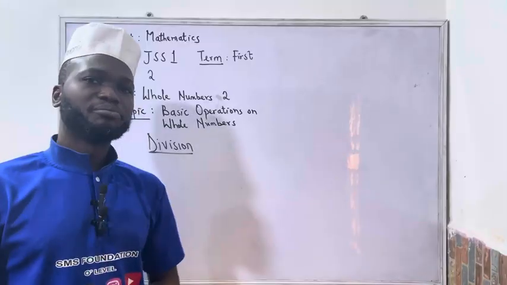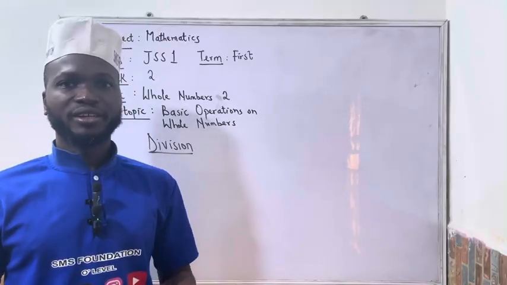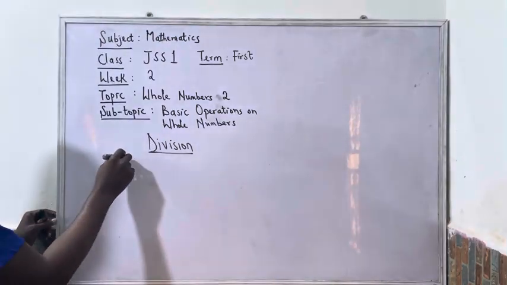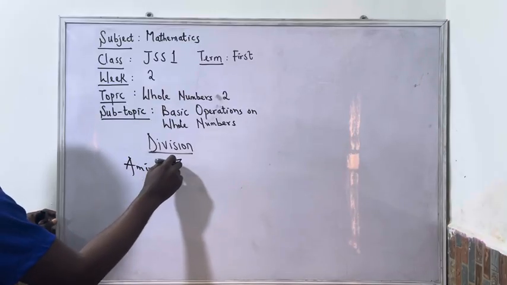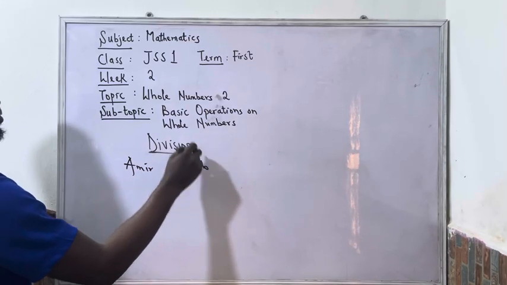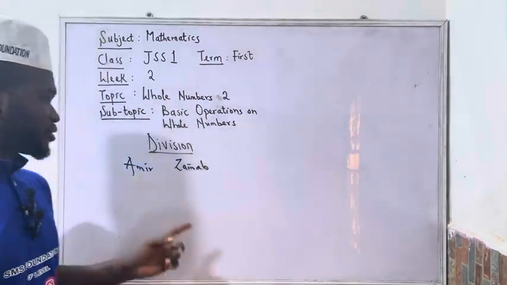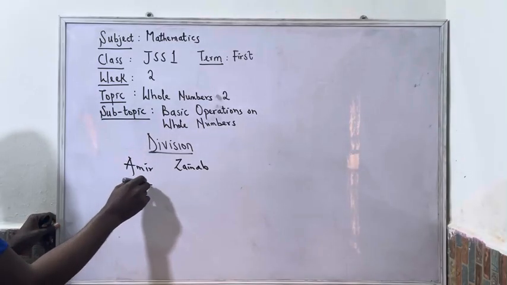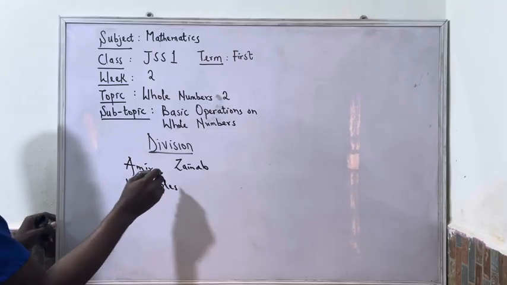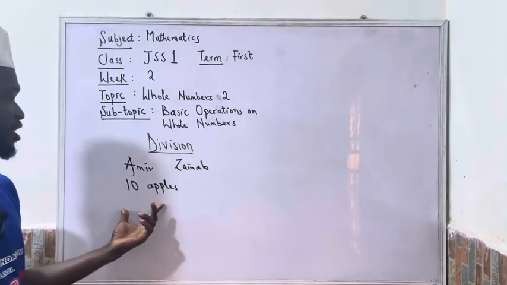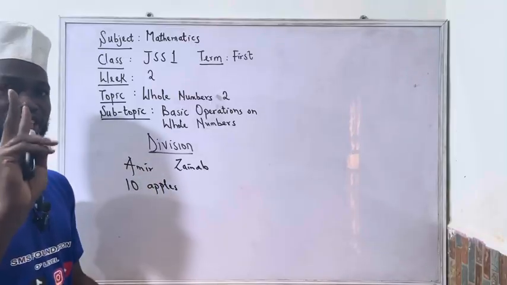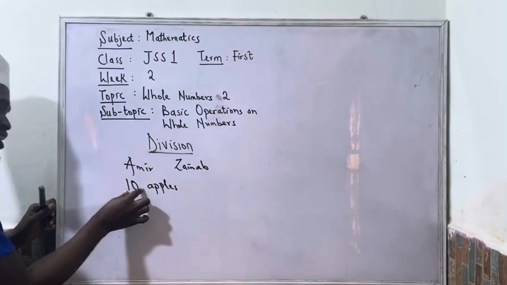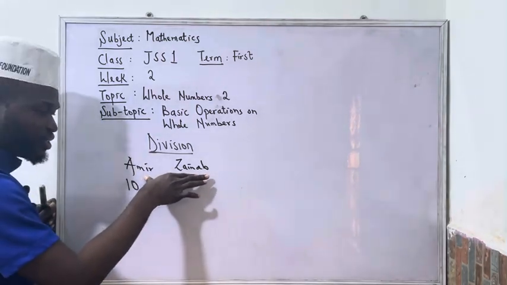So take for example, your father gave you and your brother. Okay, let's say we have 2 students. We have Amir and Zainab. And both of them, their father gave them 10 apples. And they are asked to share the apples among themselves equally.